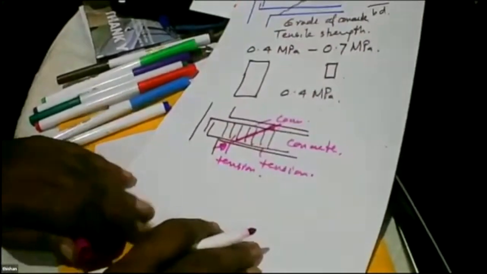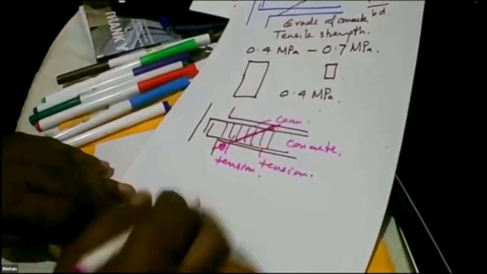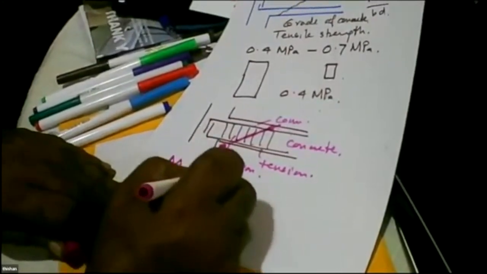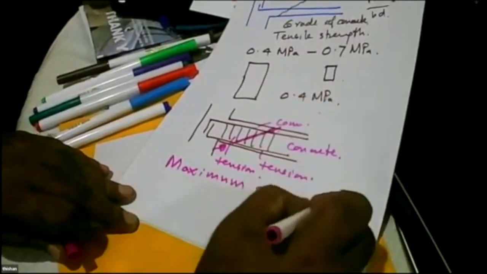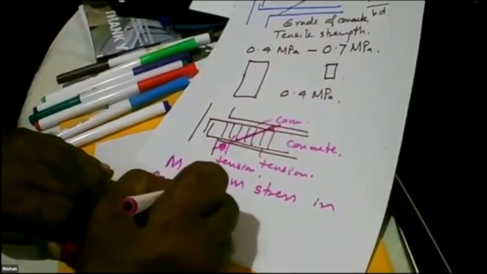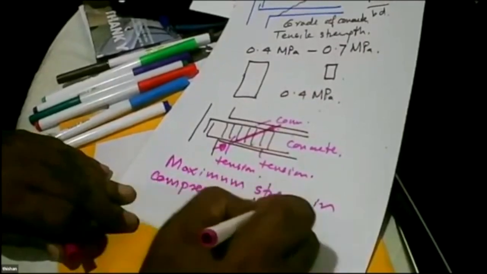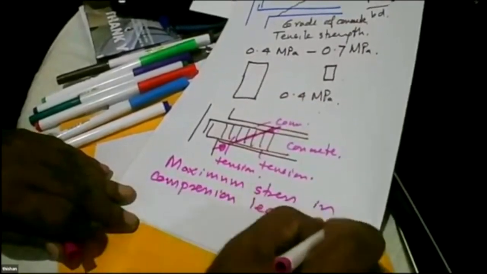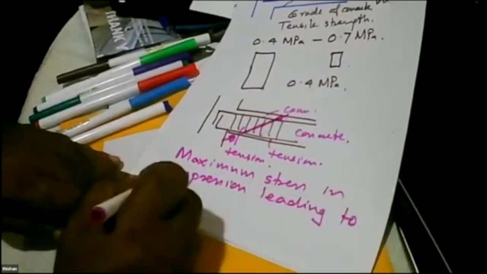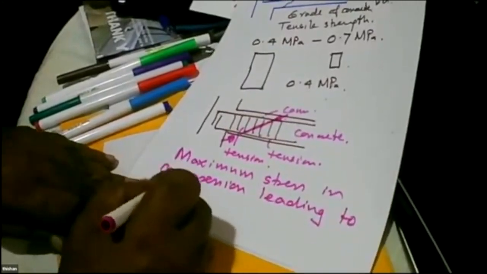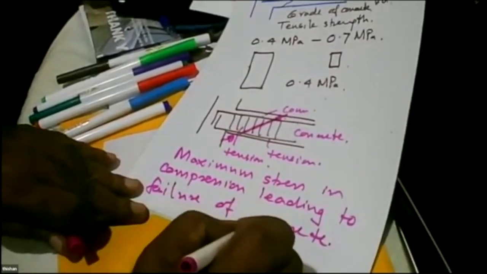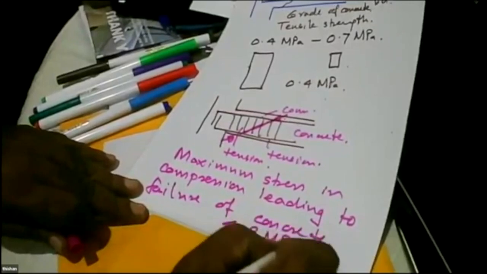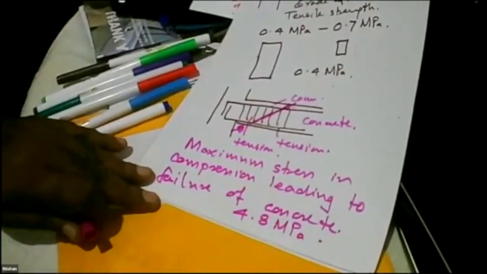But concrete is a very strong material, but it is not super strong. So there is a maximum value of stress in compression leading to failure of concrete. It's a maximum value. It's about 4.8 megapascal in BS 8110. Maximum is about 4.8 megapascal.